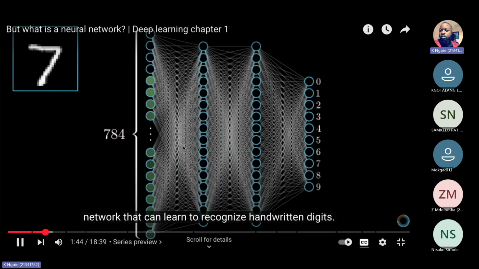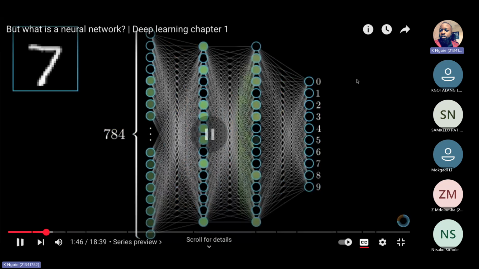All right, so basically what you see here is, when you look at the picture, for example, what you have there, number 7. Remember I said we have a picture of size 28 by 28. So 28 times 28 gives you 784. So each pixel of the picture will be represented by an input node. So each pixel will be an input node.